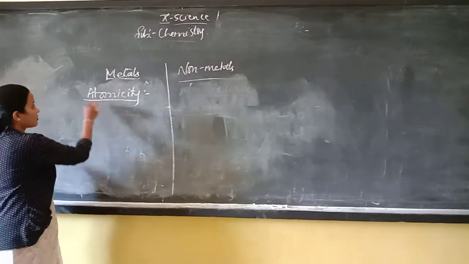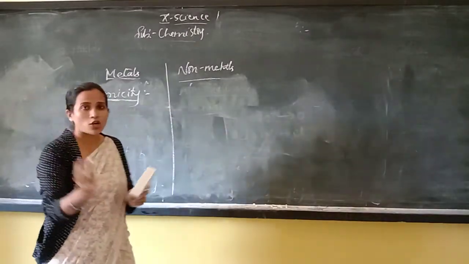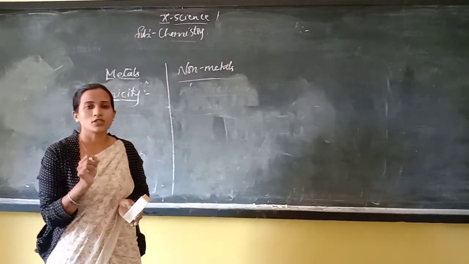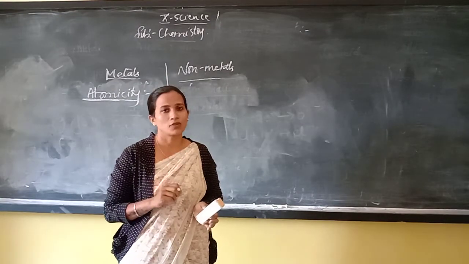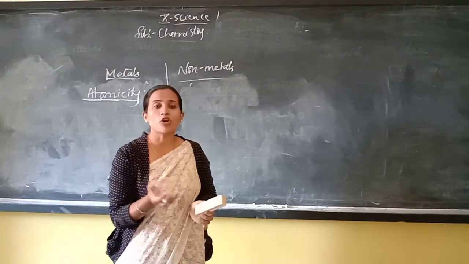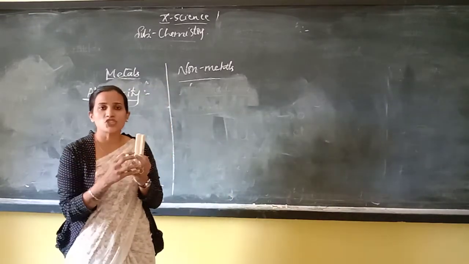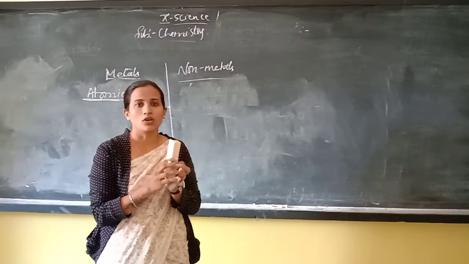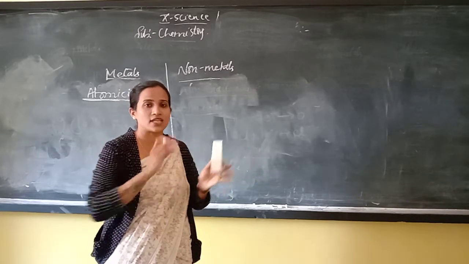Atomicity. What do you mean by atomicity? The name itself tells how the arrangement of atoms takes place in metals and non-metals. In the beginning of my lesson I explained that every element is made up of atoms. If the atoms are arranged very hard and strongly, we call it a solid. If they are loosely arranged, liquid; freely arranged, gases.